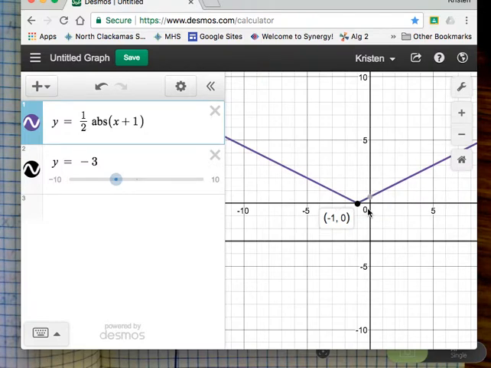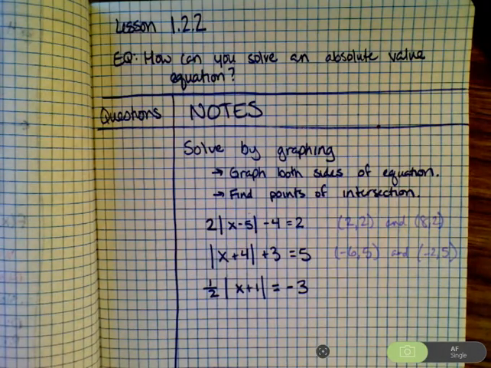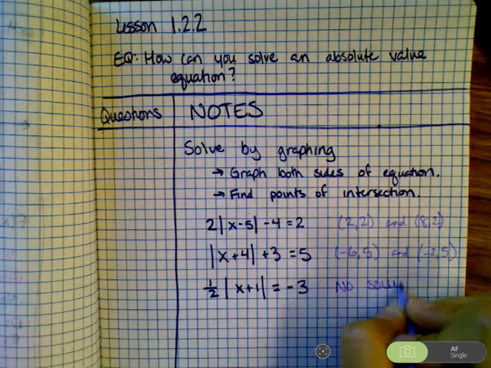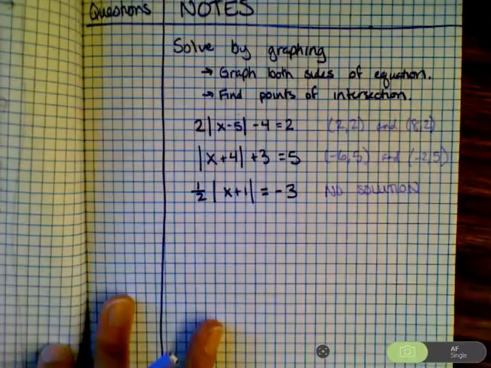So you can graph these by hand, and then y equals -3 is just a horizontal line down at -3. So graphing them by hand is also an option when you're trying to find the solutions. So this last one had no solution because those lines never intersect. So in addition to solving by graphing, we can also solve algebraically.